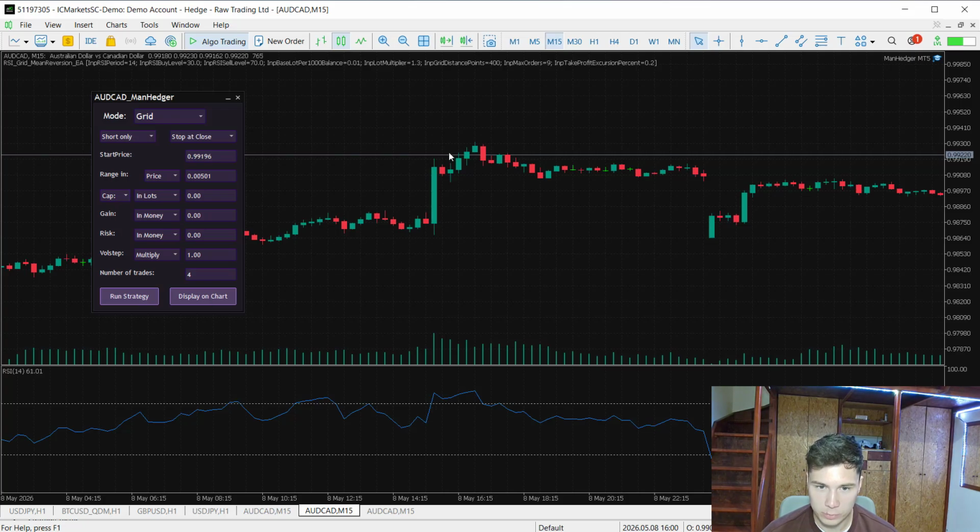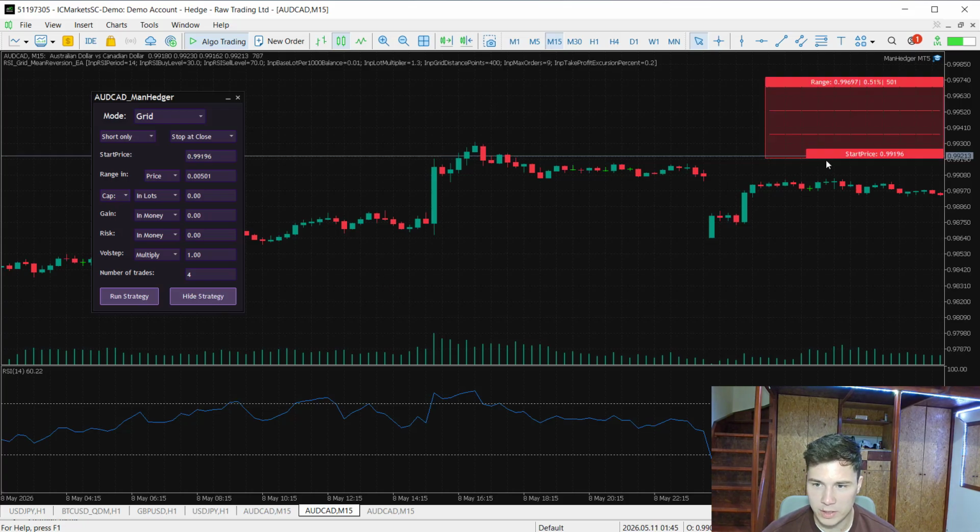Whenever the RSI is overbought, we're going to enter a sell trade, let's say. And after that, we're going to enter even more sell trades at predefined price intervals with a given volume multiplier. So if the lot size was 0.01 at the first trade, the lot size may be bigger for the second trade and for the third trade and so on. We're going to activate a grid at that given level.